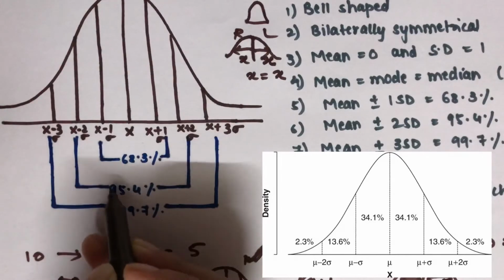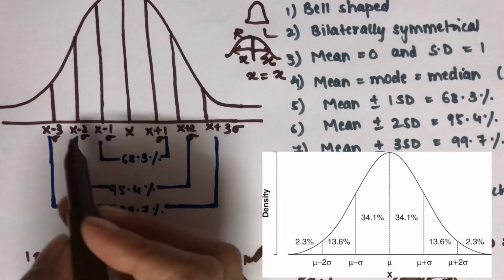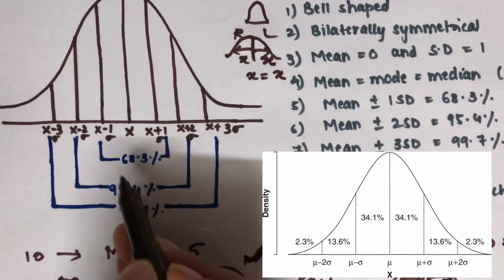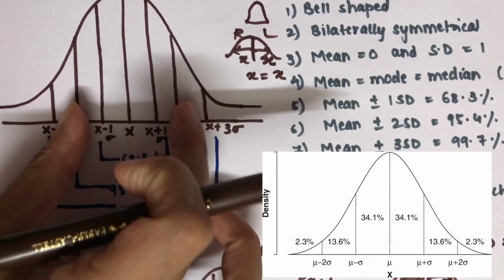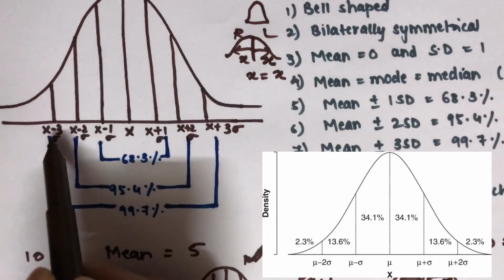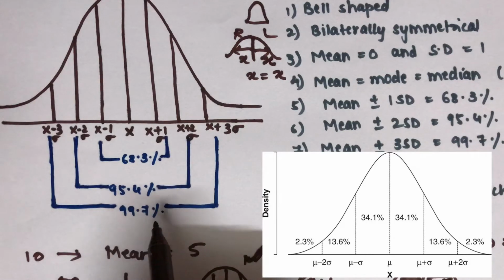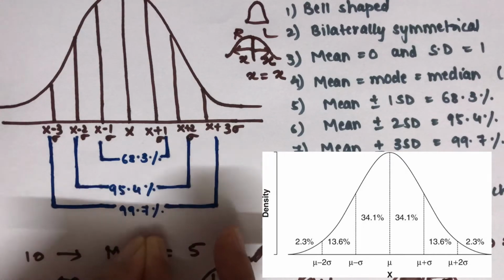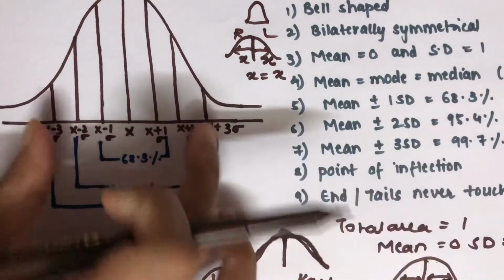The next is this 95.4%. That means 95.4% of the values or the data lie between this 2 SD area. And the third is this 99.7%. That means 99.7% of the values or the data lie between these 3 SD.